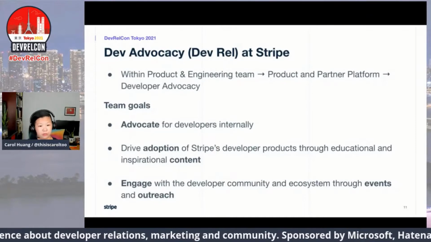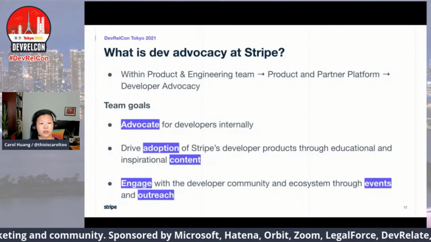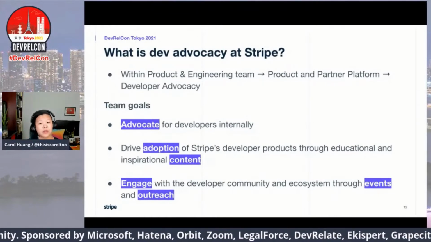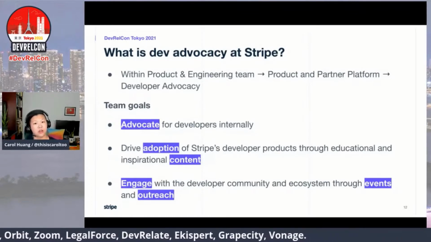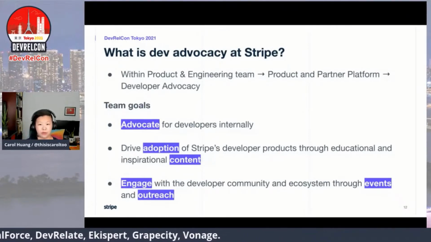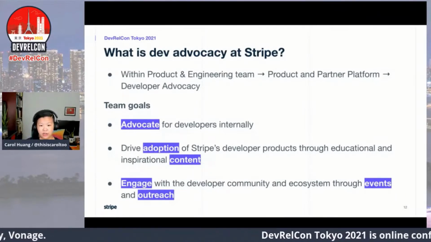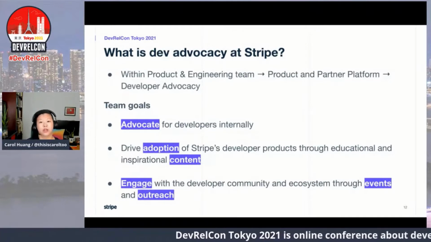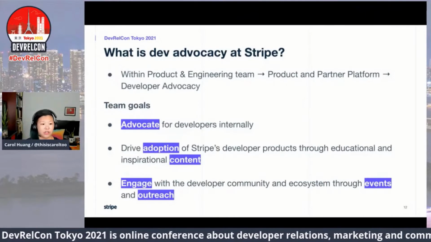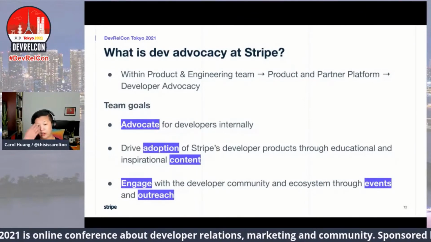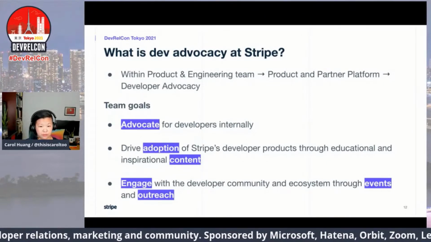So I'm going to share with you basically what their team charter is, which is very much key to advocate for developers internally with product feedback. This is particularly important when your internal product team is not a daily user of your product, which is going to be the case unless you work at a dev product or dev tools company. The second thing is to drive adoption through content, educational, inspirational. What can you do that you maybe have never thought of that you can do? And lastly, to engage with developers through events and outreach like conferences and meetups, both virtual and in person when that's safe to do again.